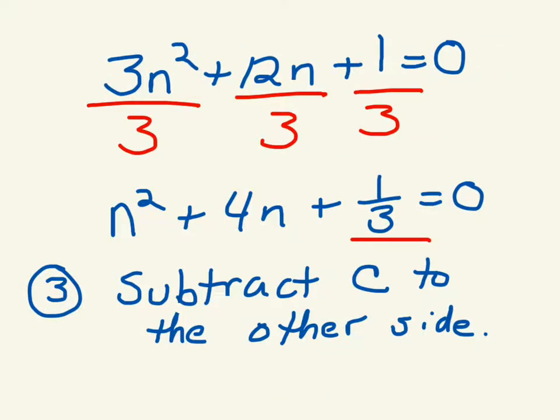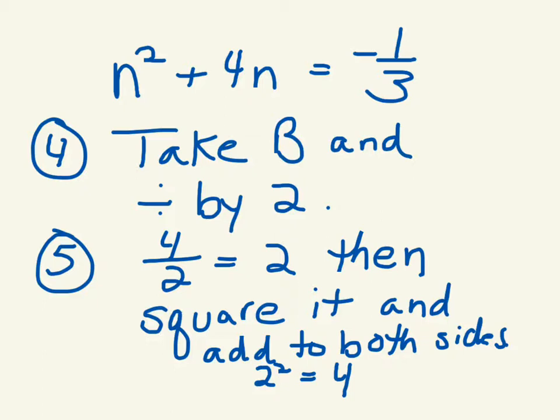You end up with n squared plus 4n plus 1/3 equals 0. Next, subtract c to the other side. You have n squared plus 4n equals negative 1/3. Take b, in this case 4, and divide by 2. You end up with 4 divided by 2 equals 2.